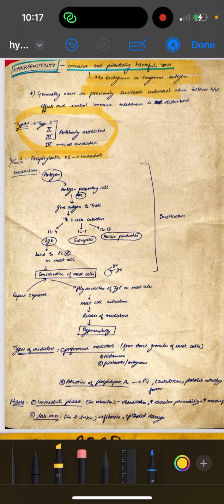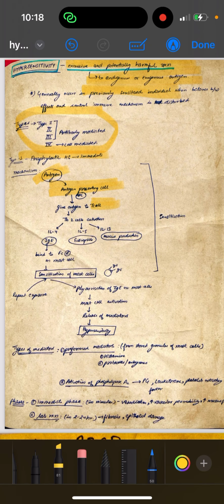The most important thing is the examples and mechanism of any type of hypersensitivity. You have to remember all the examples and the mechanism of hypersensitivity. So now we are going to read the mechanism of type 1 hypersensitivity. What happens in type 1 hypersensitivity is when some antigen comes, it will go to the antigen presenting cells present in my body. The antigen presenting cells will take that antigen and give it to the T cells.